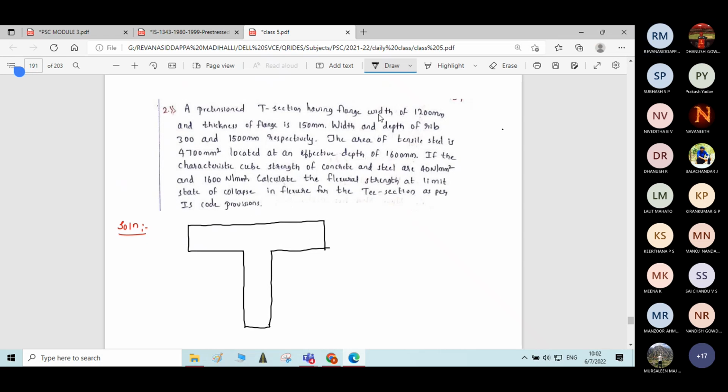Okay, flange width is 1200 mm. Width of flange is equal to 1200 mm. And thickness of flange, or depth of flange DF, is equal to 150 mm.